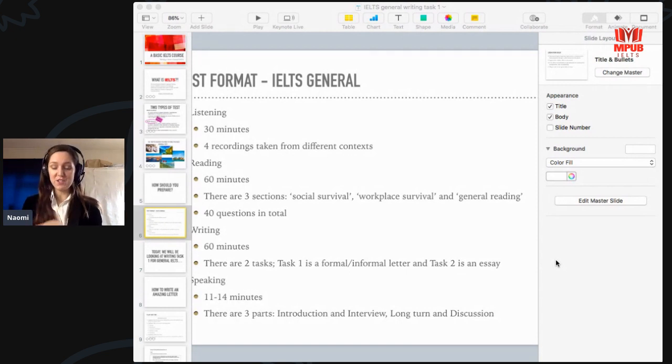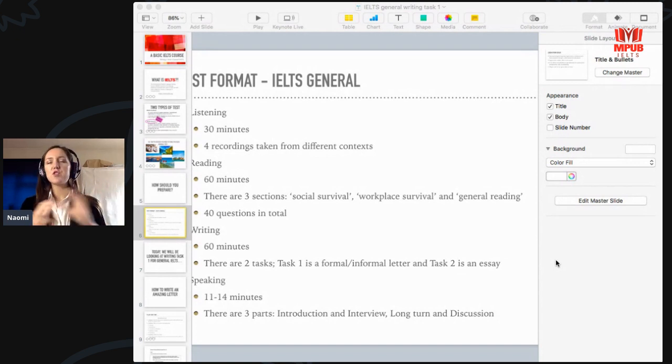So I'm going to give you some of the best tips on how to get a really great score when writing a letter. So how to write an amazing letter. The most important thing is planning your time. You have 20 minutes for this section.